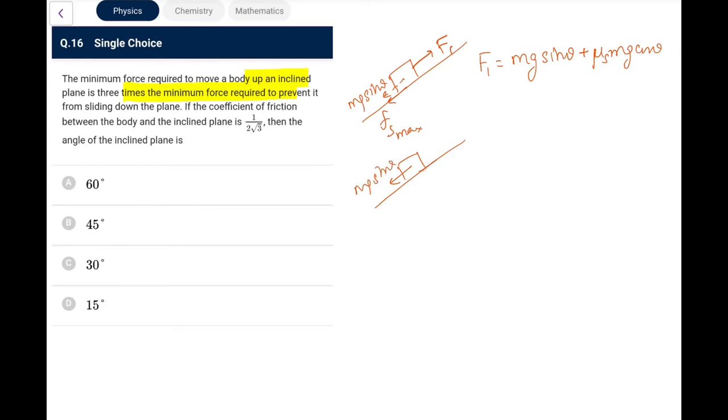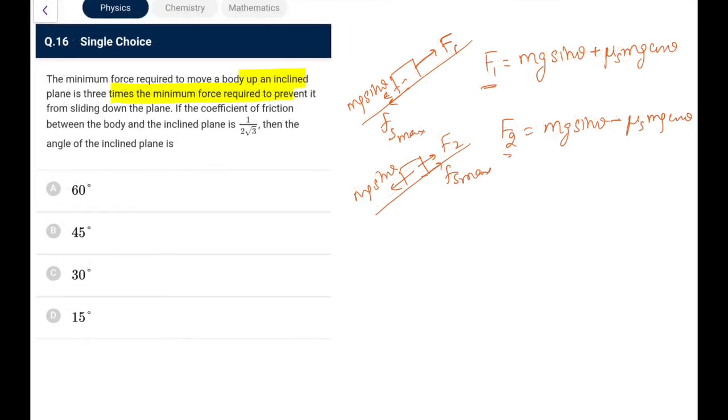And to prevent sliding, the angle is greater than the angle of repose, so mg sin theta is pulling it downwards, Fs max is trying to save it but it cannot, so you are there to save it. So in this case, F2 in the limiting case would be equal to mg sin theta minus Fs max, that is minus mu s mg cos theta. Now given F1 is thrice F2, so I can write mg sin theta plus mu s mg cos theta is equal to 3 times mg sin theta minus mu s mg cos theta.